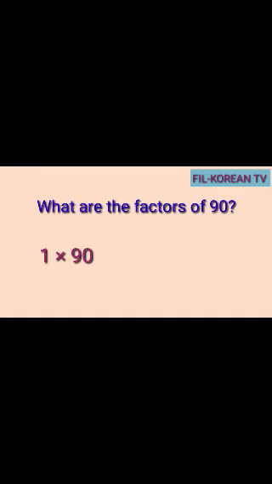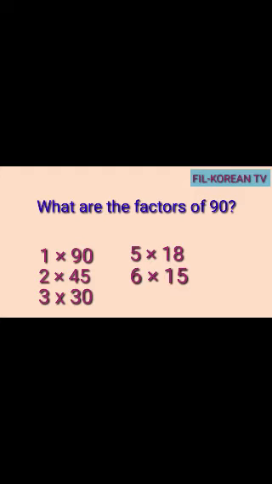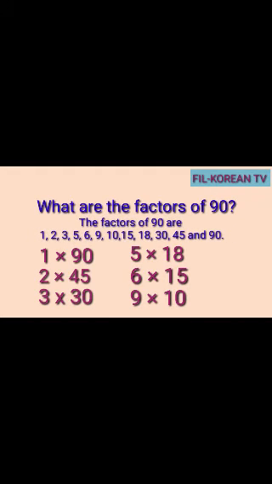Ang 90 ay even number, divisible by 2. At kapag i-plus natin yung digits niya, 9 plus 0 equals 9. Divisible din ito by 3. Dahil divisible ito ng 2 at 3, divisible din ito ng 6. Ang 90 nagtatapos sa 0. Kaya divisible ito by 5 and by 10. Kaya ang lahat ng numbers na ito ay factors ng 90.